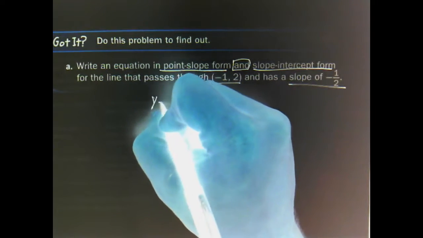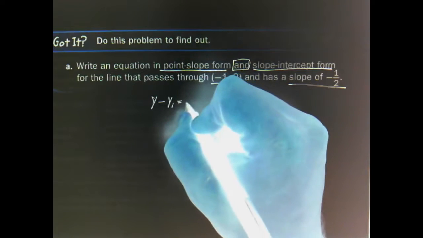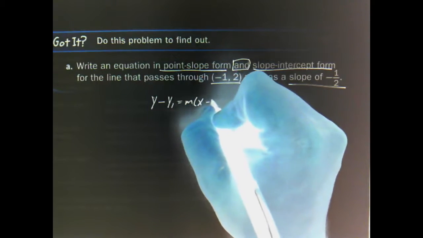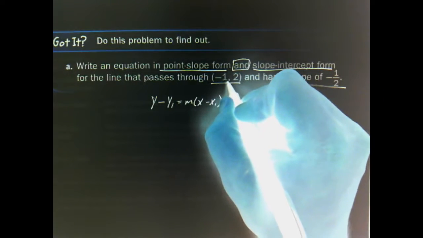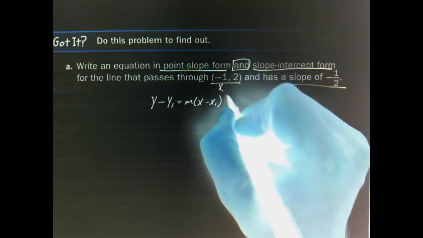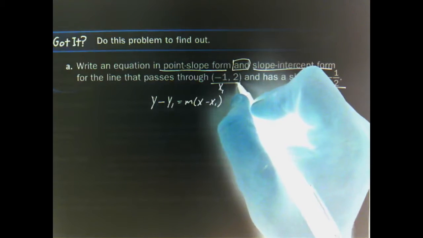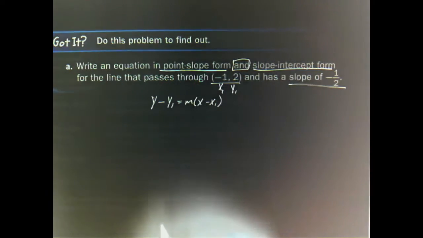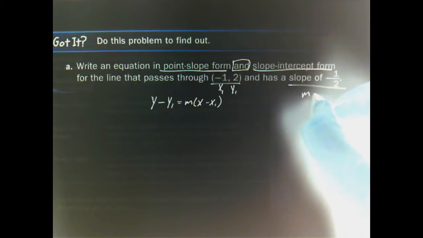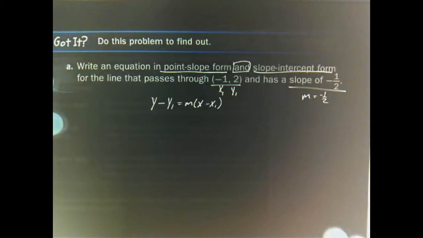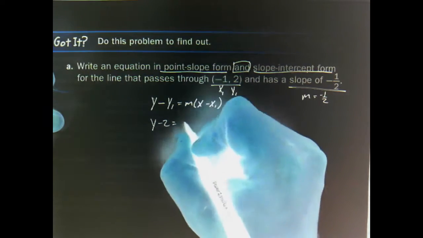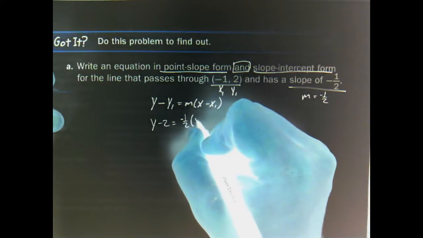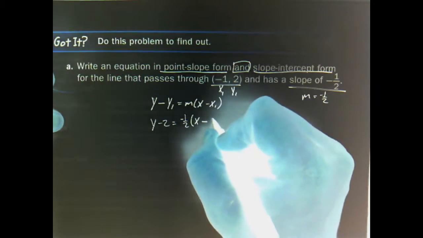Point-slope form again is y minus y sub 1 equals m times the quantity x minus x sub 1. So if I'm given the point -1, 2, this is the x coordinate, so that would be x sub 1. Here is the y coordinate, so that would be y sub 1. My slope I know is always abbreviated with m, so m equals -1/2. All I need to do now is plug those in. I'm left with y minus 2 is equal to -1/2 times x minus a -1.